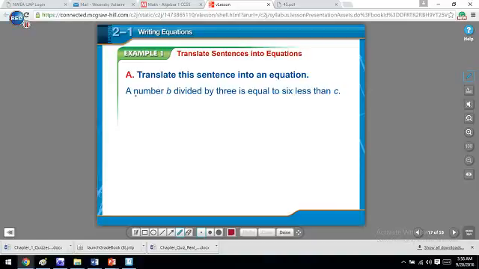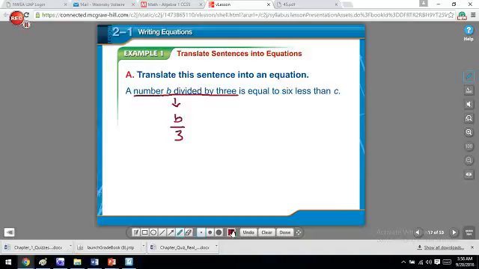All right, so here are the words that we have. Number b divided by 3. Now we can pull this out. It just says b divided by 3. We can either write it b divided by 3, or we could say b divided by 3. Either way it's fine.